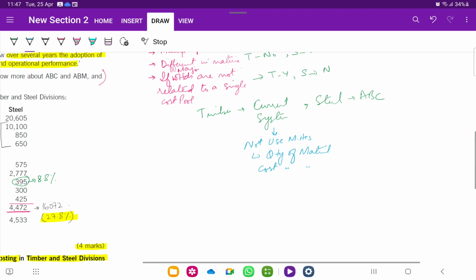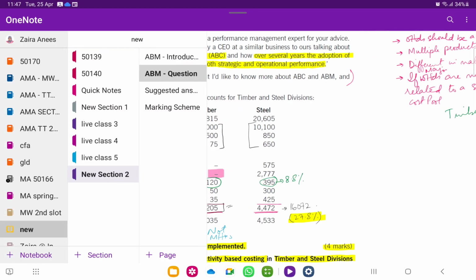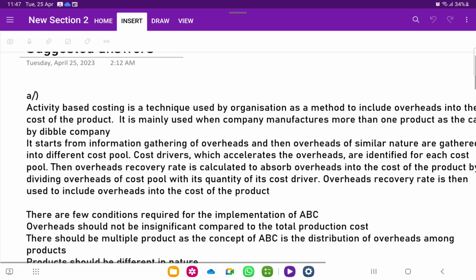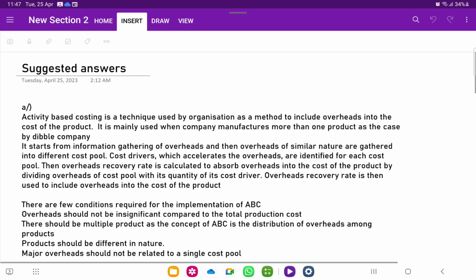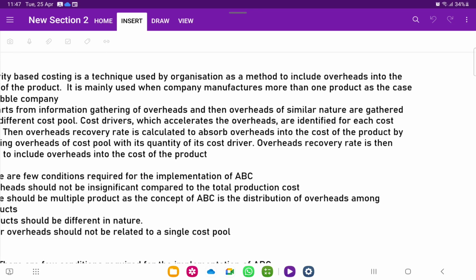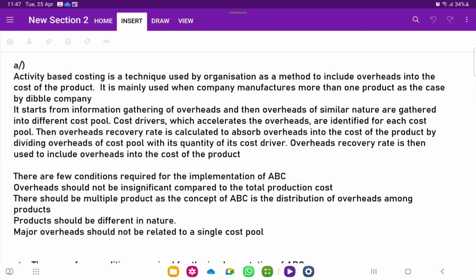And before moving ahead, let me try to show you how to write the same answer, right? I'm not going to read this. I am just opening this. Pause this video and read this first part. Okay, I hope you have read that.